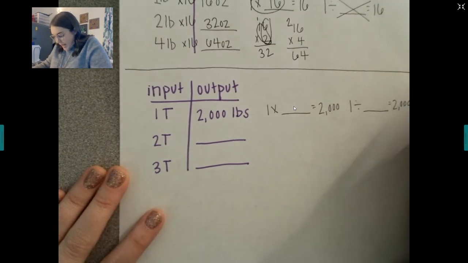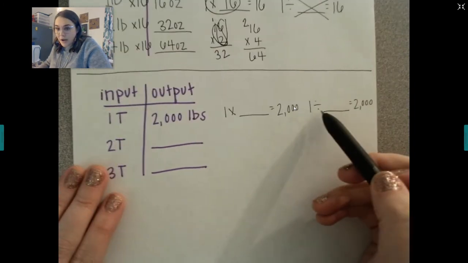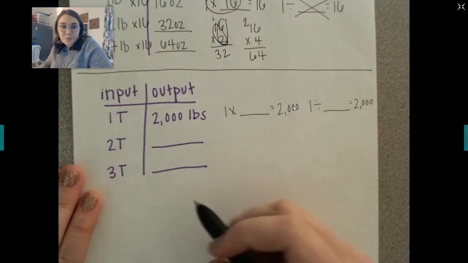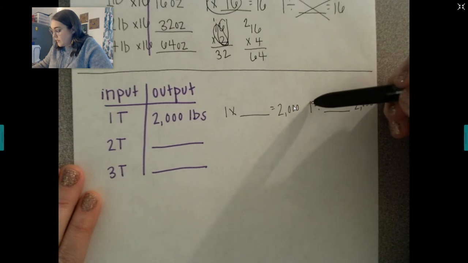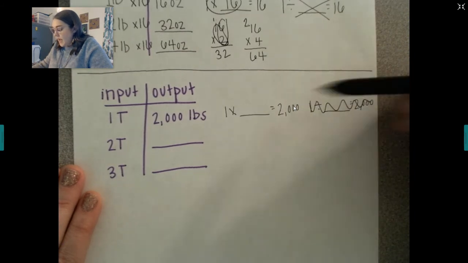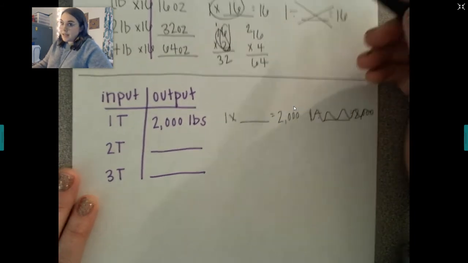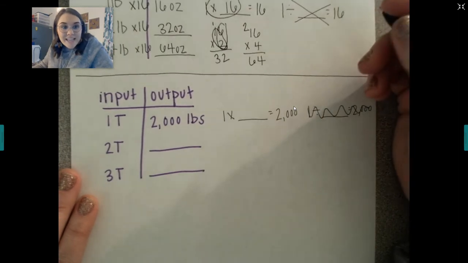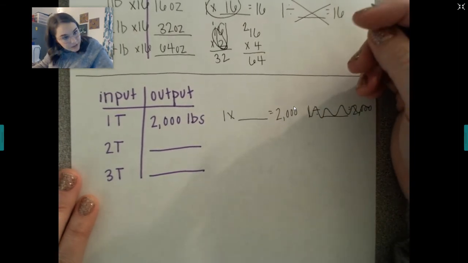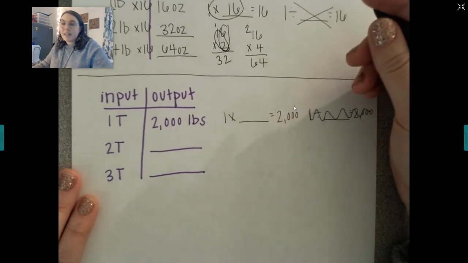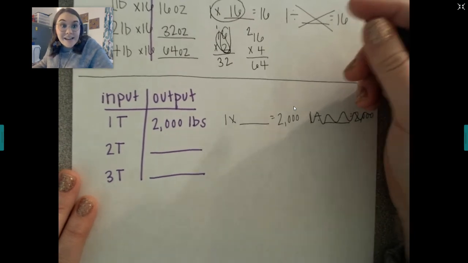Well, guess what? I cannot divide anything by 1 and get 2,000. I can't. It's not possible. So I know I'm not dividing. I'm multiplying. So anything times 1 is itself. I hope that you have learned that from me by now. If you learned anything, learn this. Anything times 1 is itself.